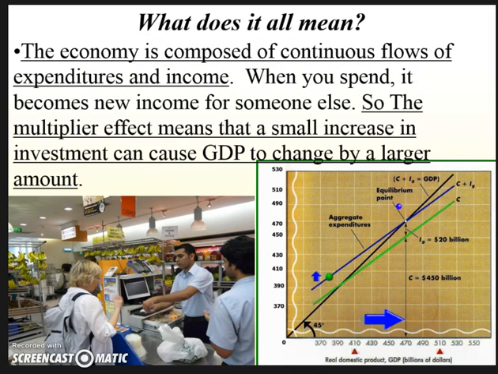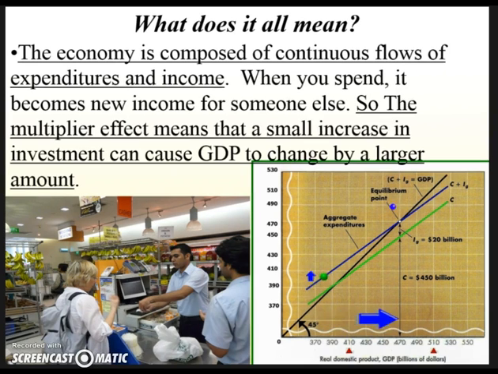What does it all mean? The economy is composed of continuous flows of expenditures and income. When you spend it, it becomes new income for someone else. So the multiplier effect means that a small increase in investment can cause GDP to change by a larger amount.